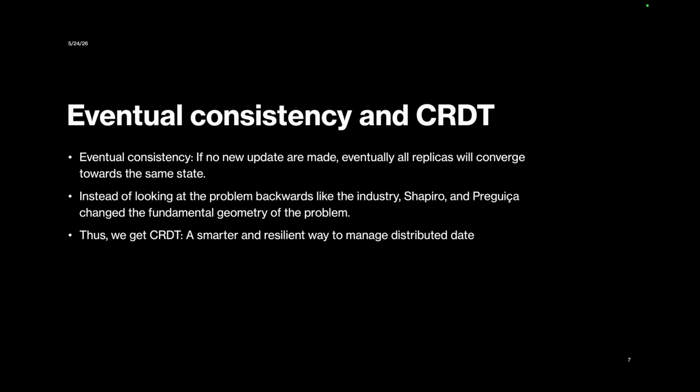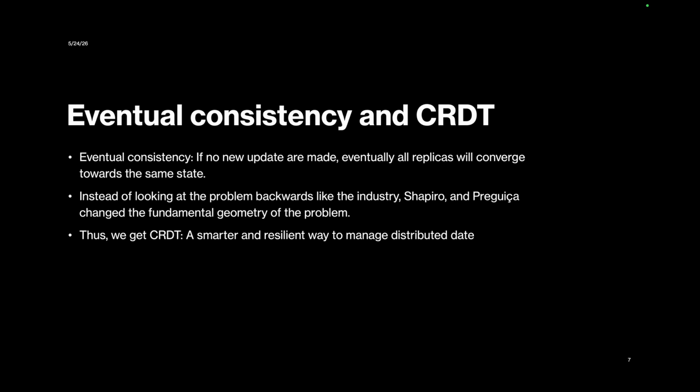Across Europe, a group of researchers led by Marc Shapiro and Nuno Preguiça realized the industry was looking at the problem backward. Instead of trying to build smarter servers to fix the messy network, they asked, what if we change the fundamental geometry of the data itself? They looked toward abstract algebra. They realized that if data structures obeyed a specific set of mathematical properties, like commutativity, where the order of operations doesn't matter, conflicts would become physically impossible.